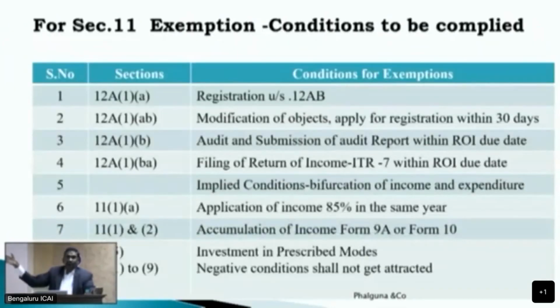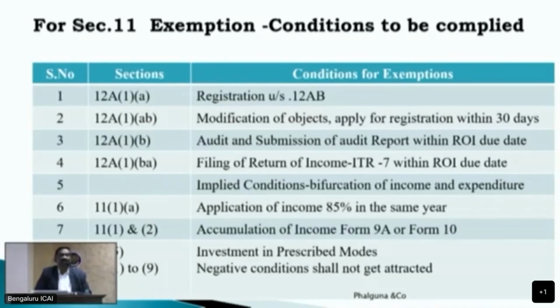So these are all the conditions. This I have given in the paper. So minimum, if you have to claim Section 11 exemption, you should satisfy all these conditions. Right from the registration, during the previous year, there should not be any adoption or modification. Two words are used: adoption or modification of objects, within 30 days you must reapply. You got 12AB six months back, registration.